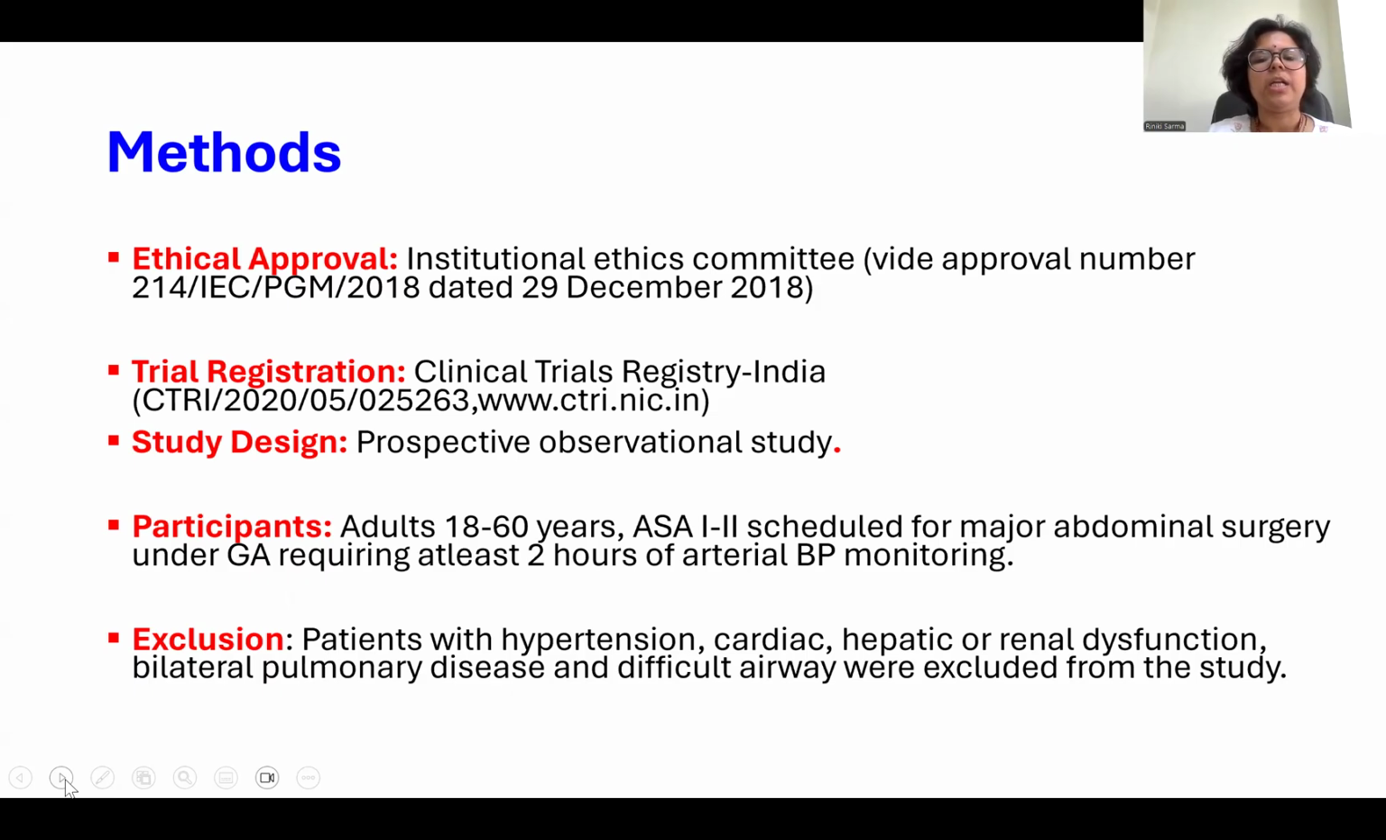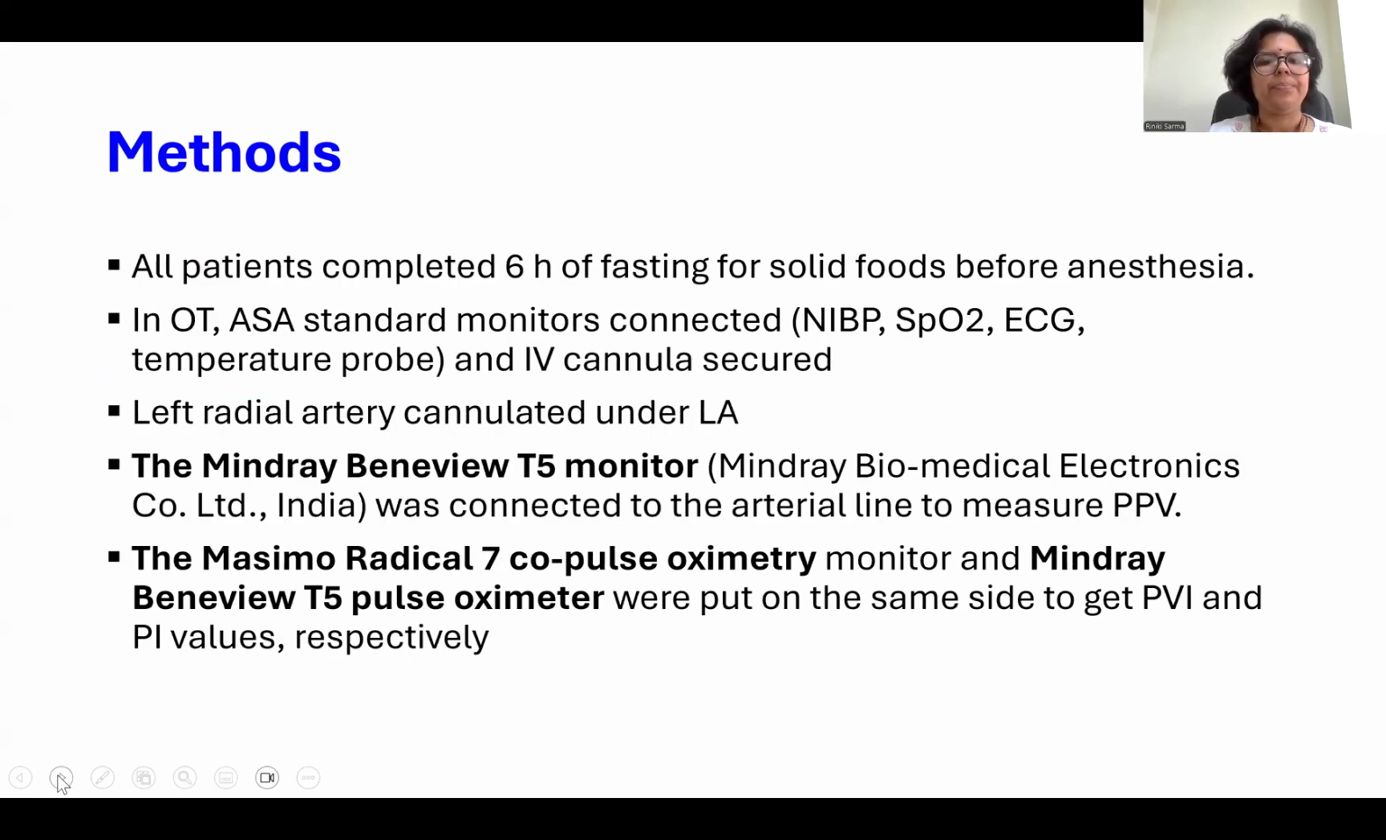Patients with hypertension, cardiac, hepatic, or renal dysfunction, bilateral pulmonary disease, and difficult airway were excluded from this study. All the patients completed 6 hours of fasting for solid foods before anesthesia. After taking the patients inside the OT, ASA standard monitors were connected. That is the non-invasive BP, pulse oximetry, ECG and temperature probe, and an IV cannula was secured.